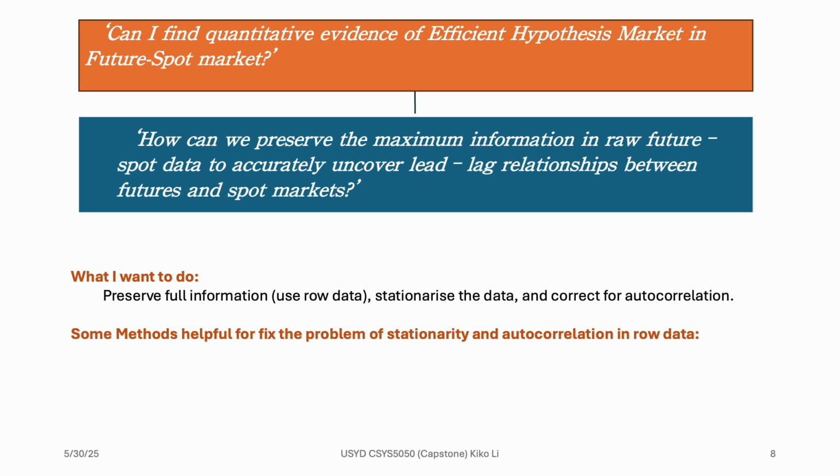That makes me consider, in order to answer this question, how I can preserve the maximum information in raw future and spot data to accurately uncover lead-lag relationships between future and spot markets. In short term, I want to use raw data and fix the problem of stationarity and autocorrelation. Well, there are some methods and tools that might be helpful.